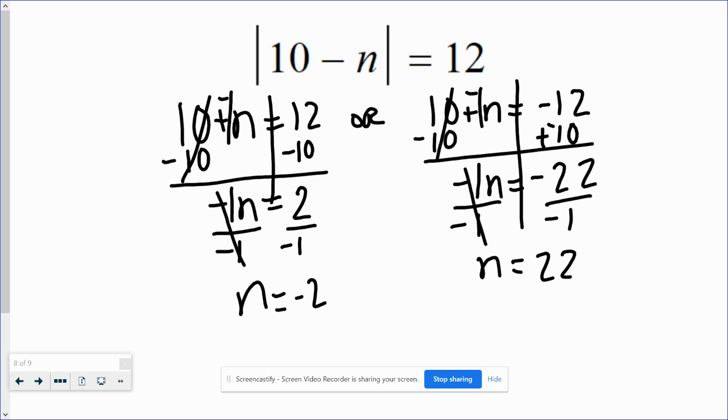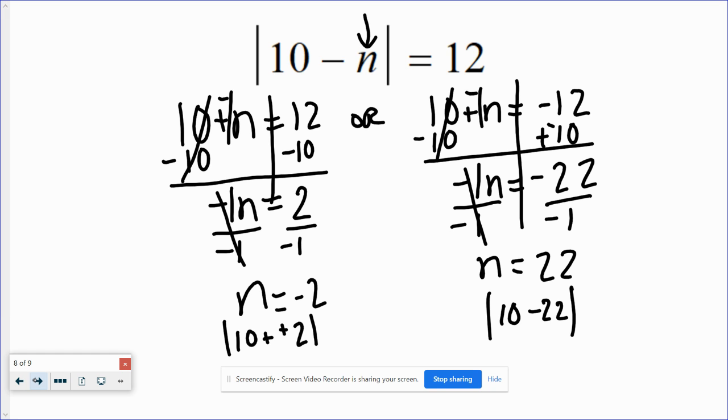So if I tried putting in my answers for that n, I would have from this first one, 10 minus a negative 2 would be 10 plus 2, which is 12, and the absolute value would be 12. If I put in the 22, I would have 10 minus 22, that's negative 12, but the absolute value would also be 12.